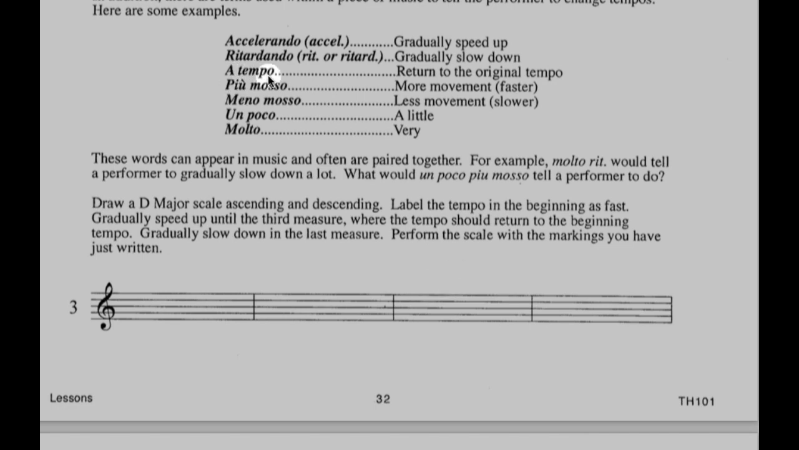A tempo. This is Italian. Gradually slow down in the last measure. That's ritardando, or you can write RIT period. Perform the scale with the markings.